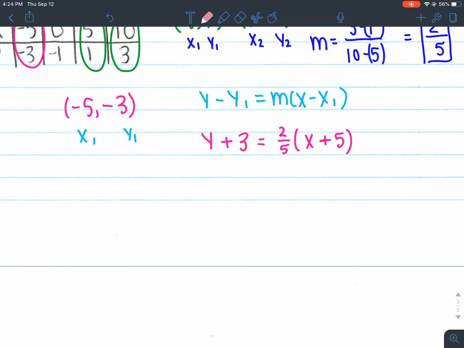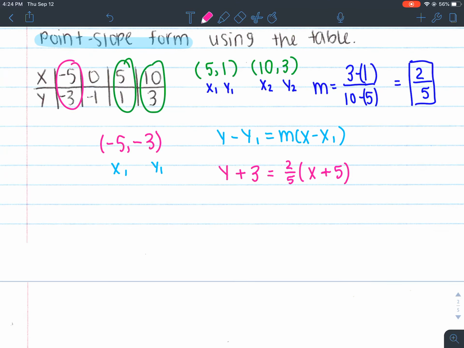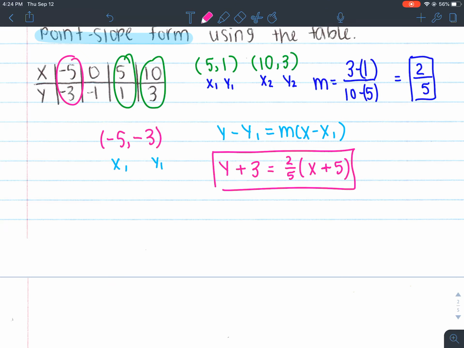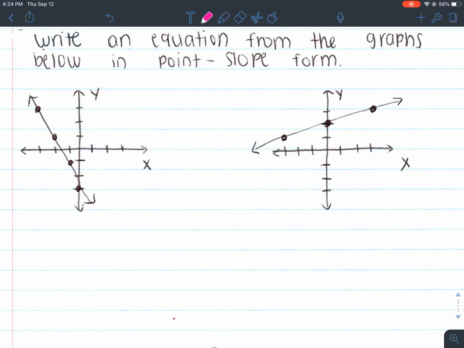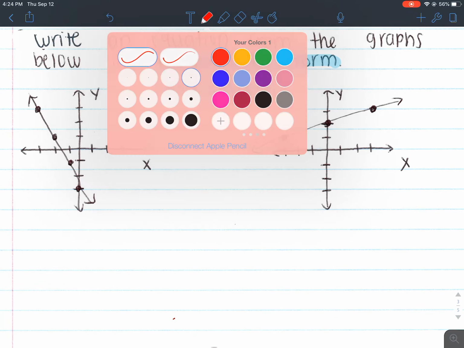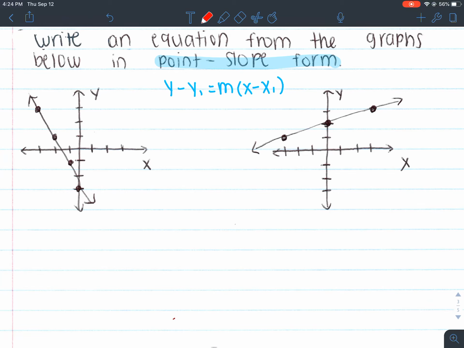But for this problem right here, it doesn't really matter what point you pick. So I just picked -5, 3. All right, last 2 problems on the notes. Write an equation from the graphs below in point-slope form. Okay, so I know point-slope form is y minus y1 equals m times x minus x1. And I keep doing that for you because, hey, it's good to have repetition, right?